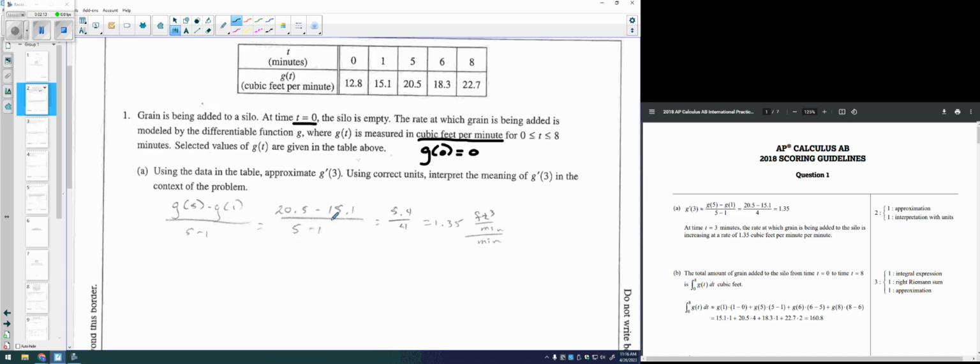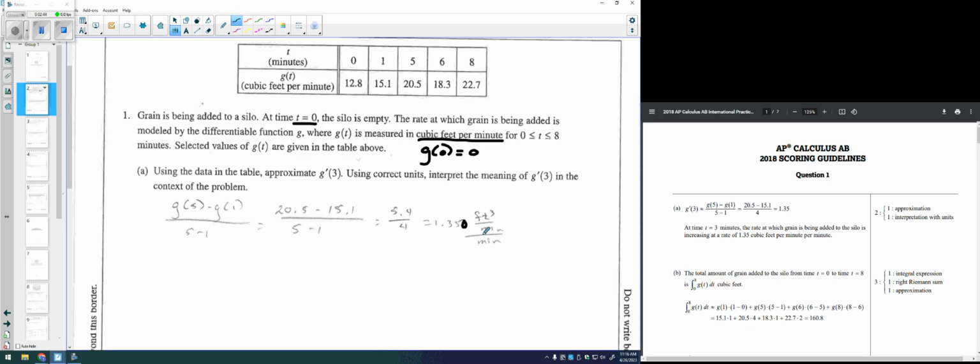This is a calculator-based question, and so I get 1.35. Technically, I should have a 0 on here if it really does come out to be 1.35. Now, units are super important. My cubic feet per minute is my values of G, and I'm dividing it by change in minutes. So it's cubic feet per minute per minute. It's the rate at which the rate is changing.